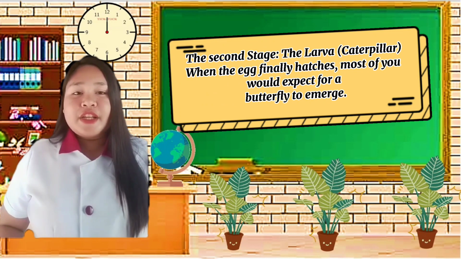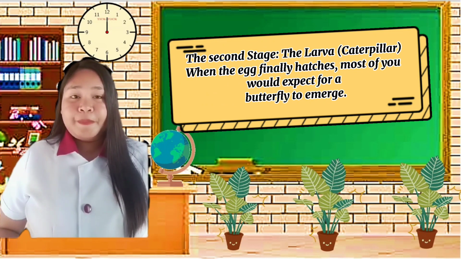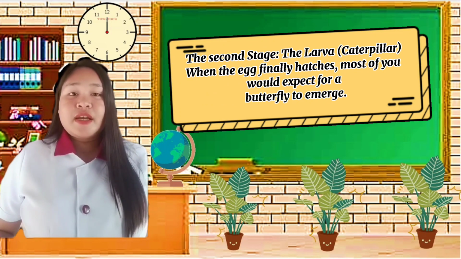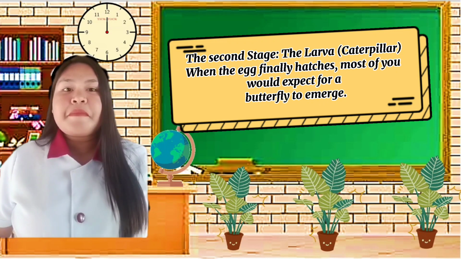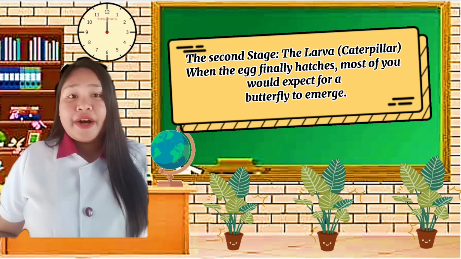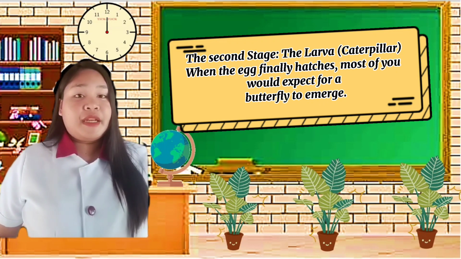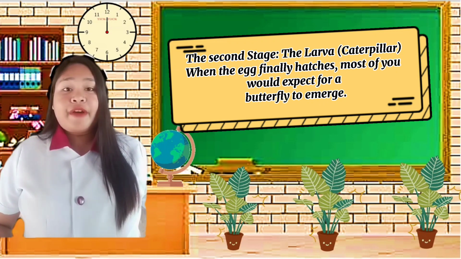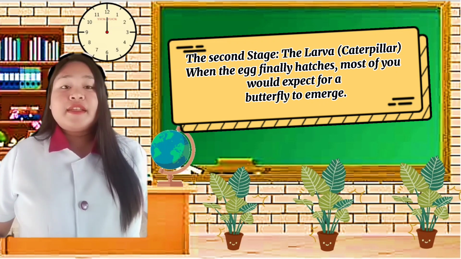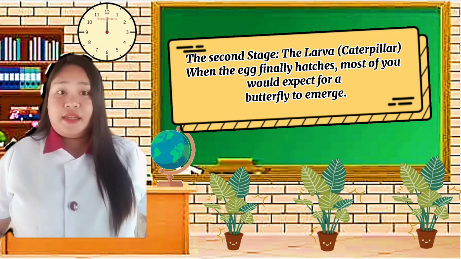The second stage, the larva or the caterpillar. When the egg finally hatches, most of you would expect a butterfly to emerge. Butterfly larvae are actually what we call caterpillars. Caterpillars do not stay in this stage for very long, and mostly in this stage all they do is eat.